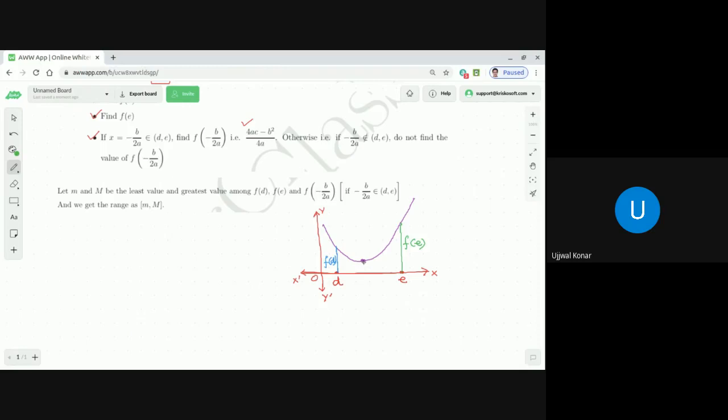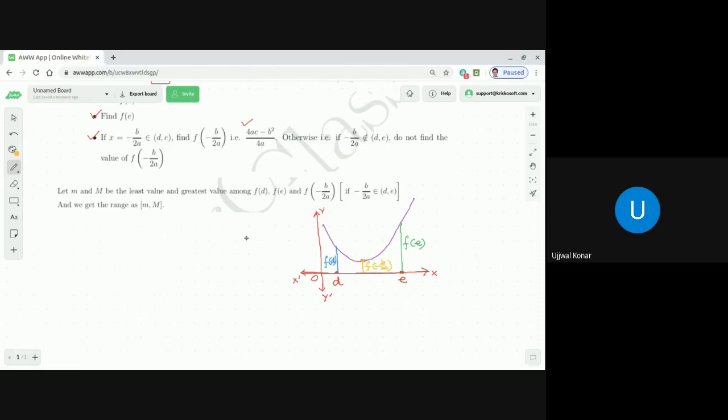And as we see, minus b by 2a is here. So what we are going to find is that this is f of minus b by 2a. Correct, no?